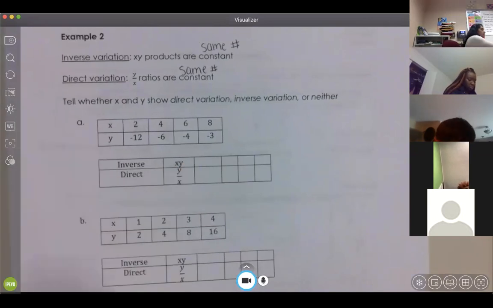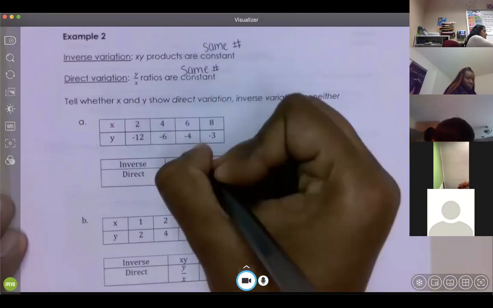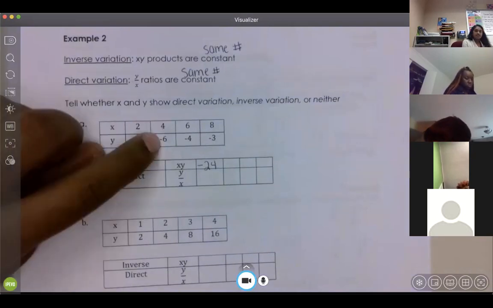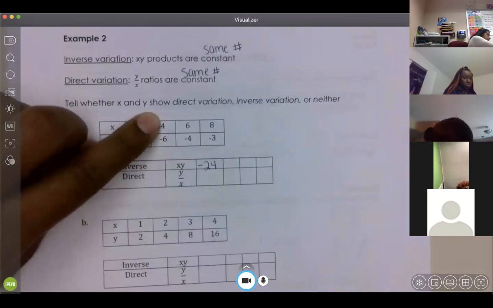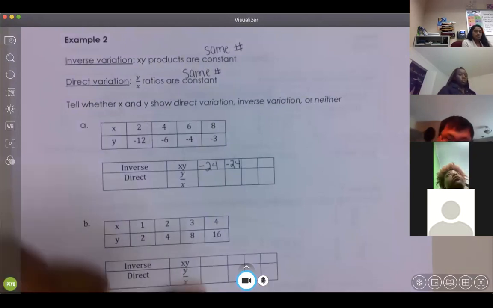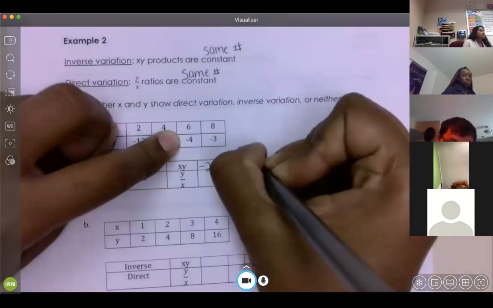So I'm going to start with these two pairs right here. So 2 times negative 12, which is negative 24, and I'm going to write it in that first box. Then I'm going to go over to the next pair. So 4 times negative 6 is negative 24, excuse me. Now you're going to go to the next group. So 6 times negative 4 is also negative 24.